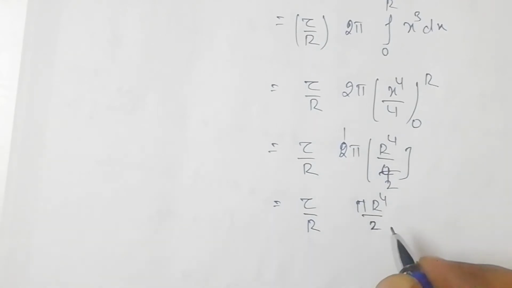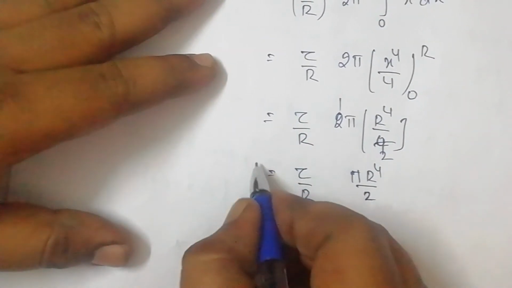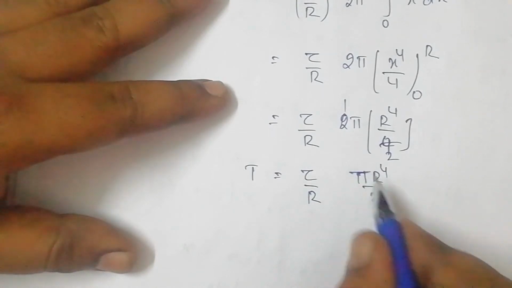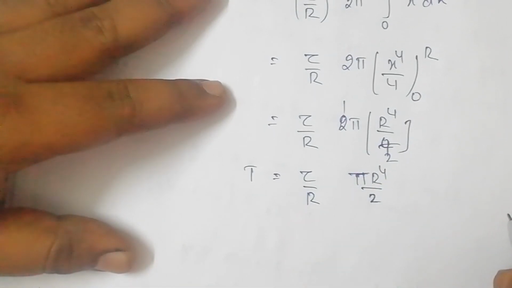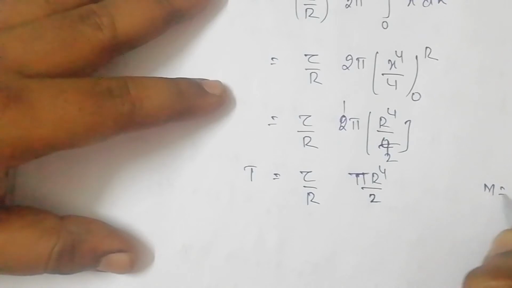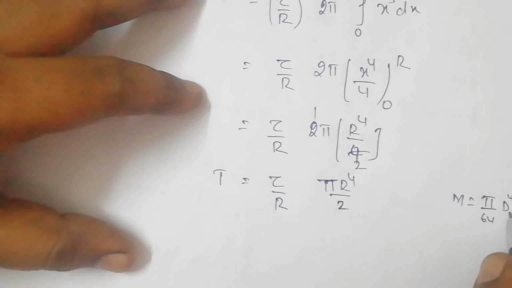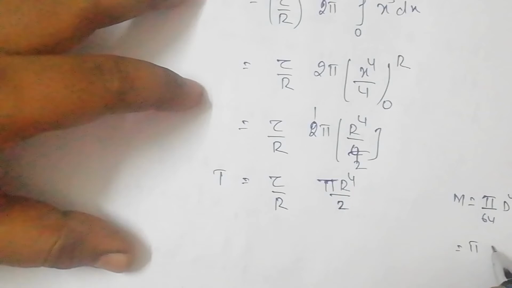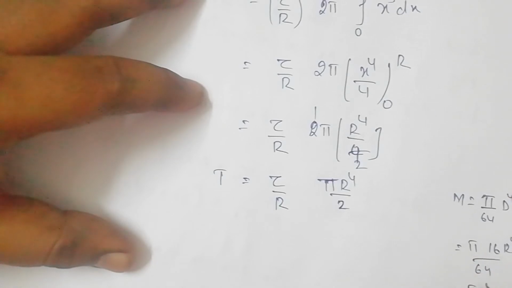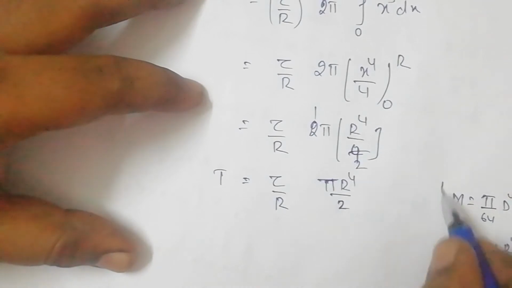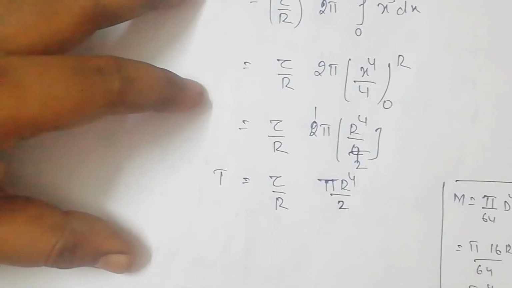Now 2 ones are 2, 2 twos are 4, this will become tau by r pi r power 4 by 2. Here we have a small thing, as we have discussed about the moment of inertia, I is equal to pi by 64 d power 4. If this d is converted to r, it will become 2r, so then it will be pi, 2 to the 4 is 16, 16 r power 4 by 64, this will become pi r power 4 by 4.